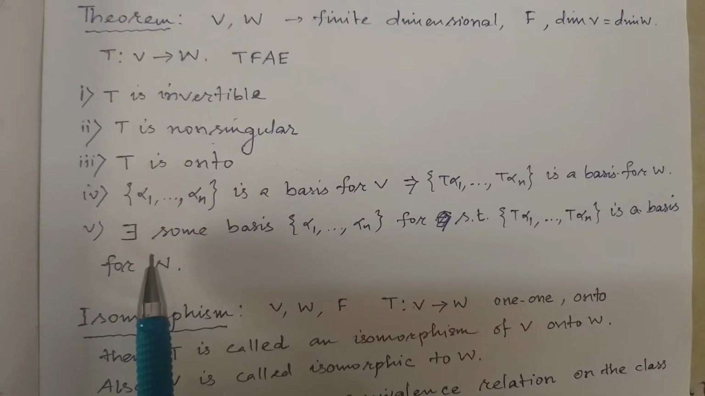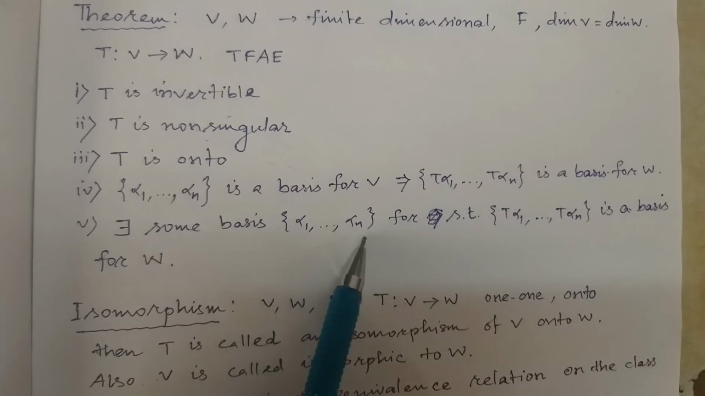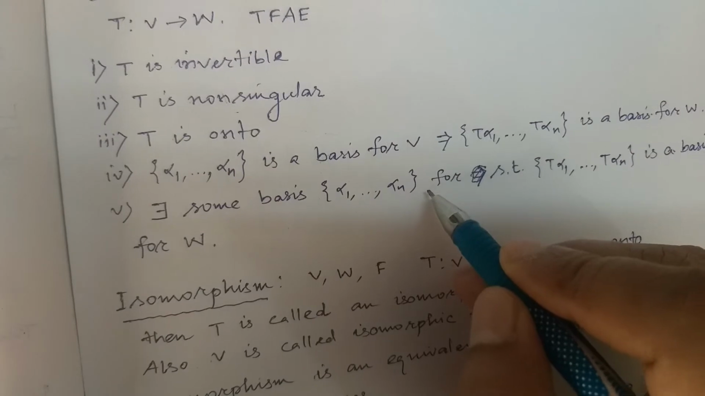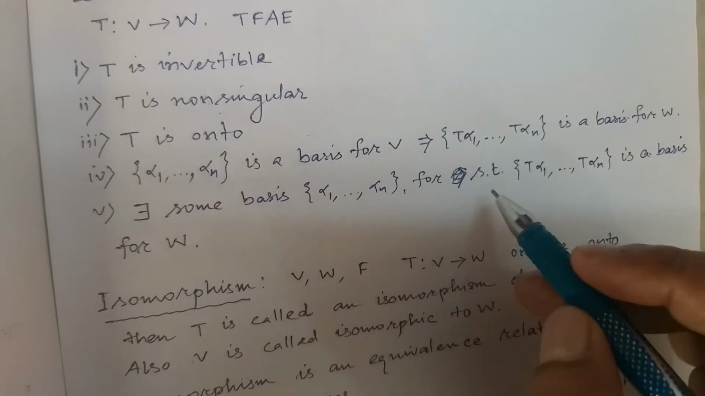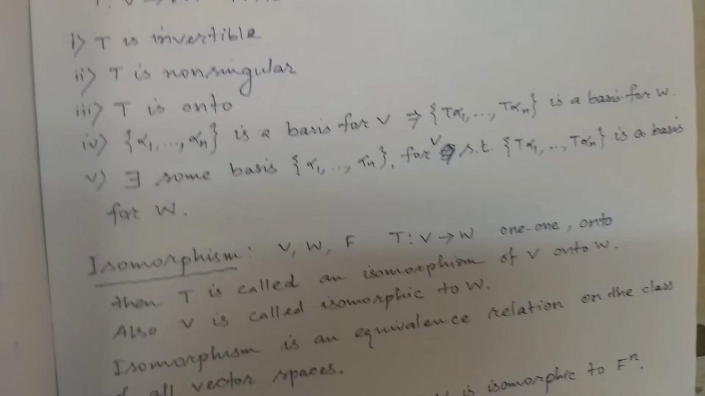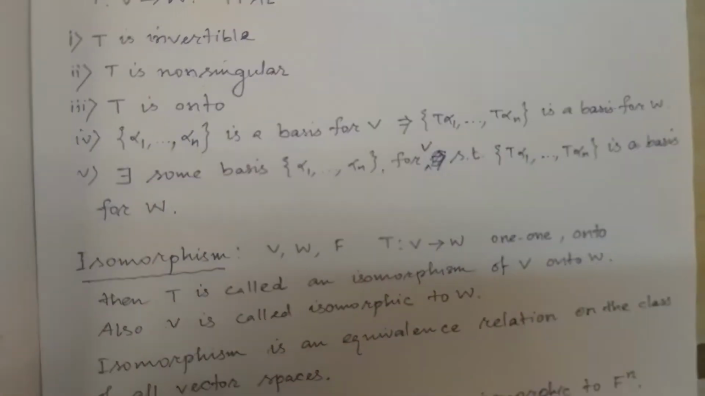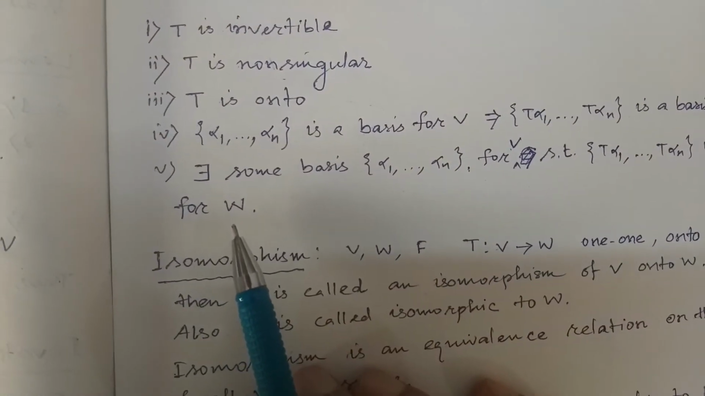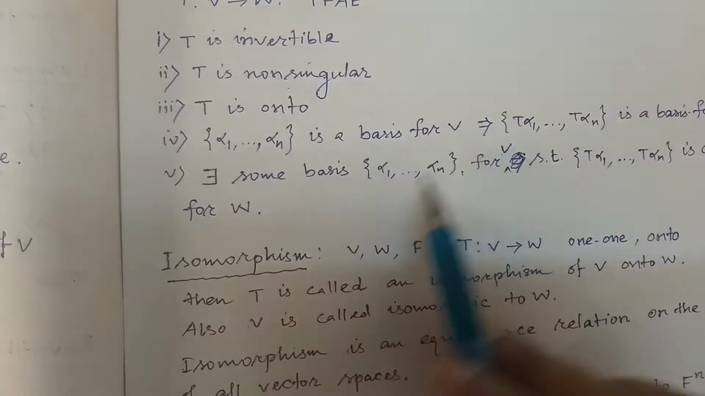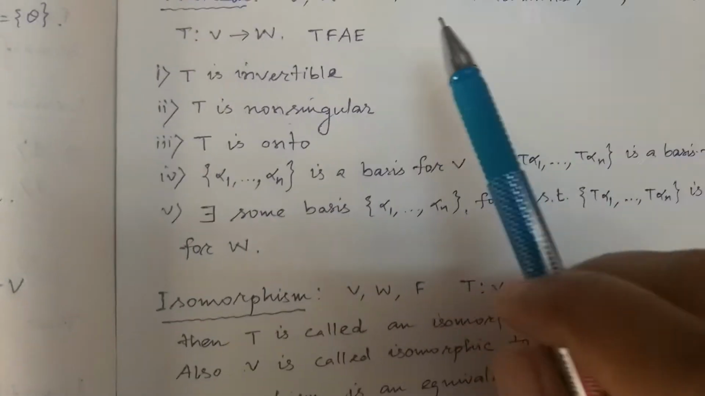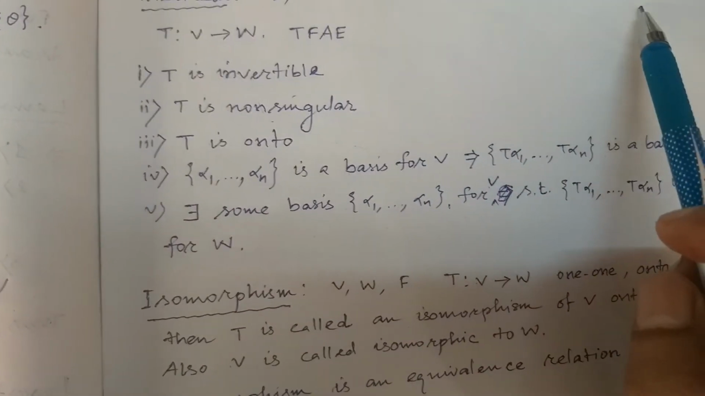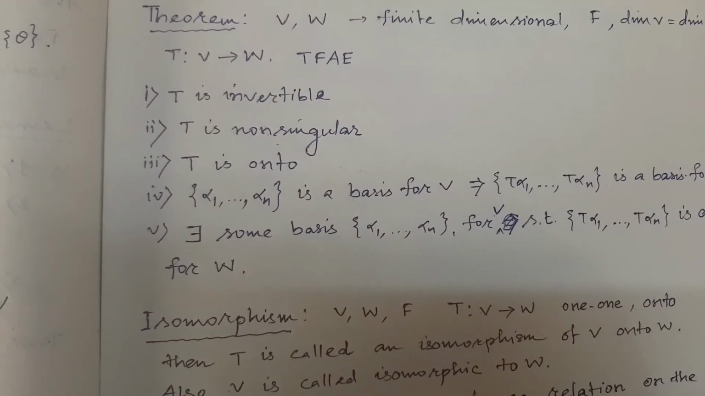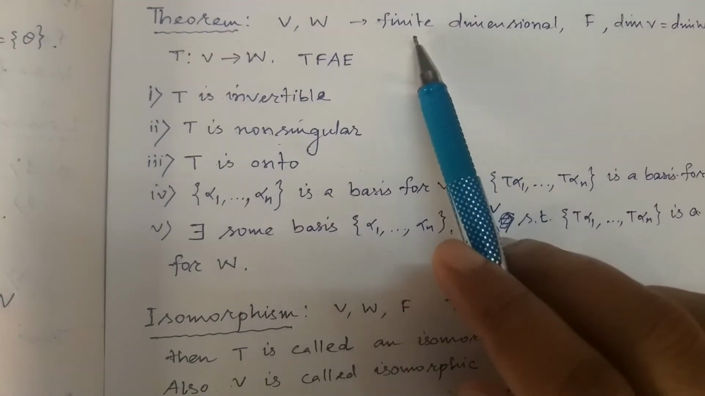And number 5, there exists some basis alpha 1, alpha 2, alpha n for V such that T alpha 1, dot dot, T alpha n is a basis for W. All these are true if V and W are finite dimensional and their dimensions are equal. If we lose this condition, this will not happen. So these are important.